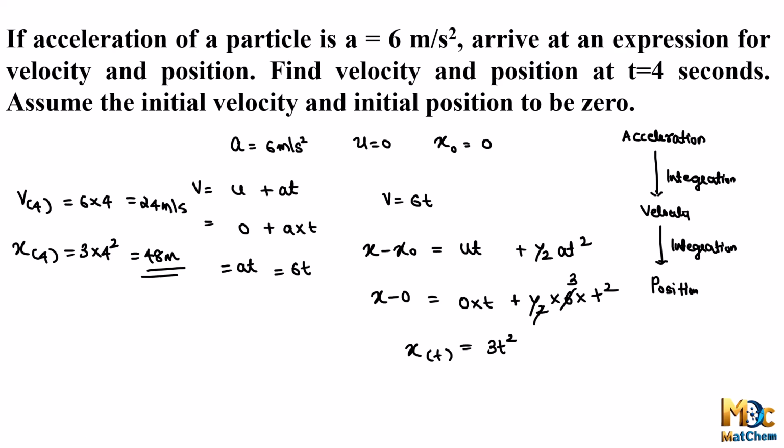How can we do this by using the concept of integration? Here they have given that acceleration is equal to 6. We know that acceleration is equal to dv by dt equal to 6. That is dv is equal to 6 dt.